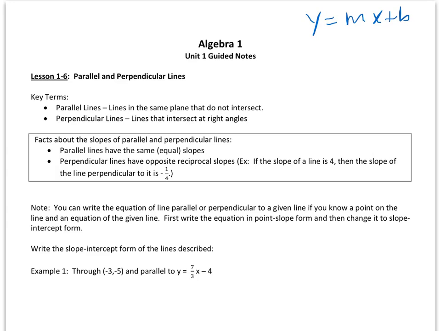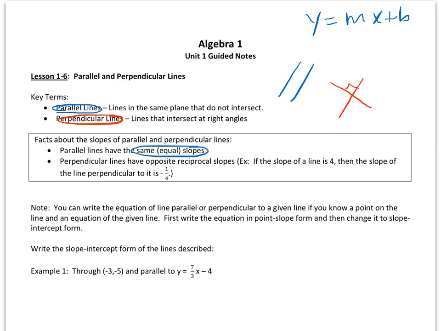First of all, parallel lines. Parallel lines are lines that do not intersect. And for that to be true, their slopes must be equal. We're going to need that information later. Perpendicular lines intersect, but they intersect in such a way that they create a right angle.